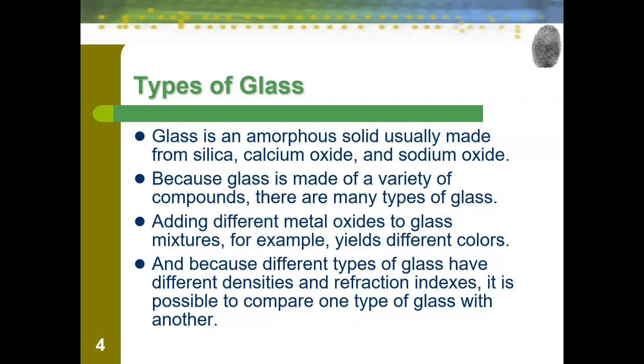Now, because we have different types of glass, glass can have different densities and different refractive indexes. And this allows us to compare one type of glass with another and figure out at a crime scene what type of glass we have specifically. So let's talk about those.